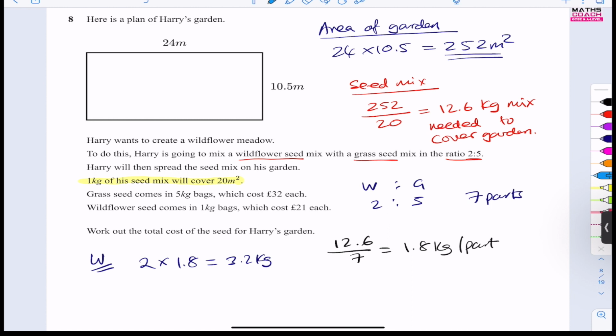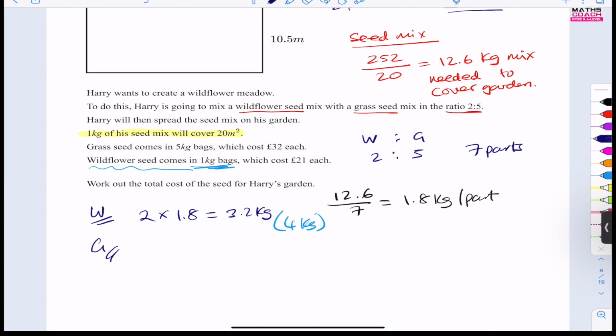But remember, we can't just buy 3.2 kilograms because wildflower seeds come in 1 kilogram bags. So we're going to need 4 kilograms. Okay, we can't buy 3 kilograms because we'll be short. And we'll do the same thing for the grass seed. So grass seed, we do 5 times by 1.8, and that gives us 9 kilograms. Once again, if we read the question, it says grass seed comes in 5 kilogram bags. So again, we're going to need to buy 2 5 kilogram bags, so we need 10 kilograms, okay?